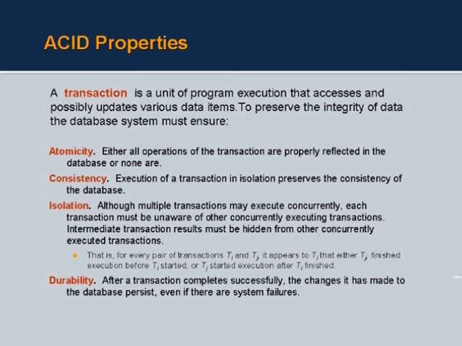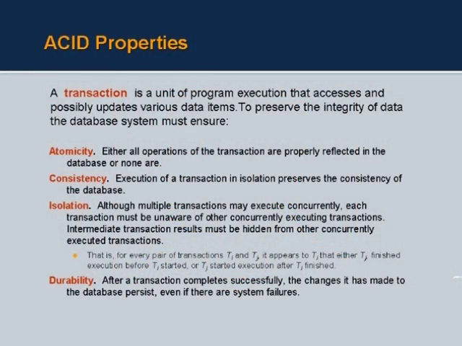And these are formally defined here. Atomicity: either all operations are reflected in the database or none are. Consistency is execution of a transaction in isolation. At this point, we don't worry about other transactions coming in and messing around. If you execute it with nothing else happening, then it preserves consistency. Isolation, this is actually a little hard to define. There are different notions of what is reasonable isolation. So this is one kind of notion.